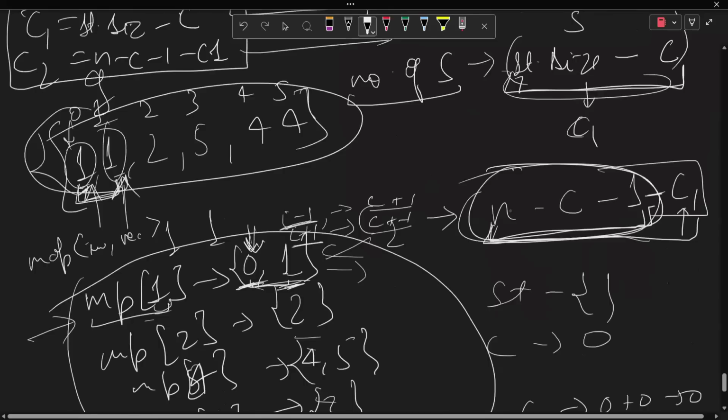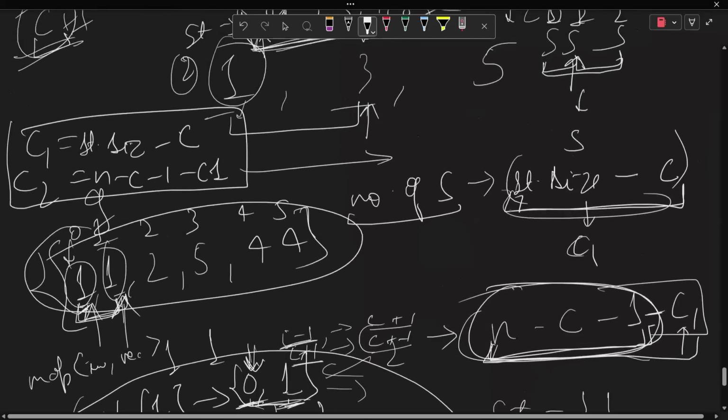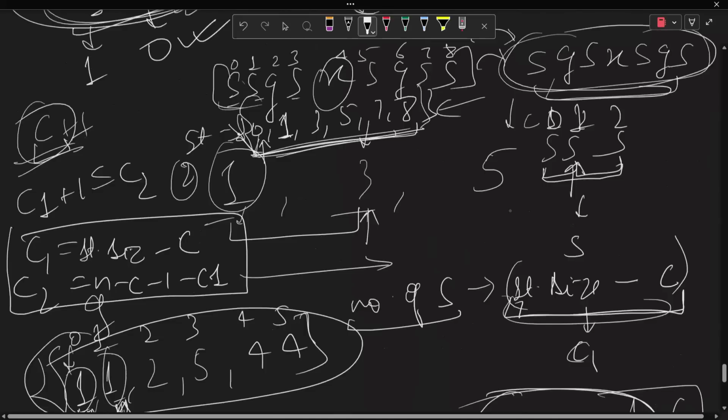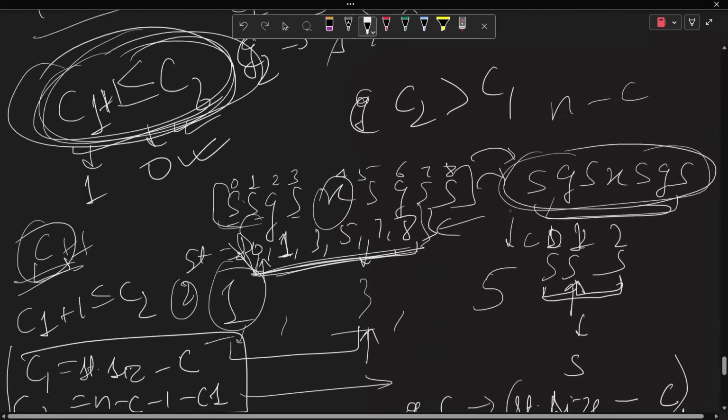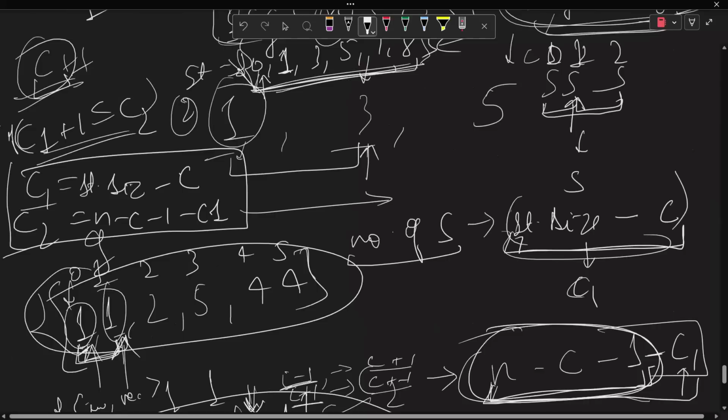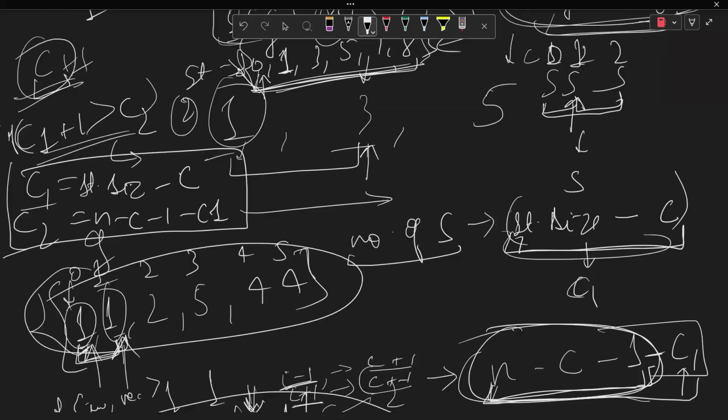What was it? That whether C1 plus 1 is less than or equal to C2. I think this was the condition. Yeah, C1 plus 1 is less than or equal to C2. So one way is compute C1, C2, and then write this if. If this is satisfied, it's a yes. Otherwise, if this is greater, then it's a no. Just replace your string with a no. Okay, so that's one way from my explanation.